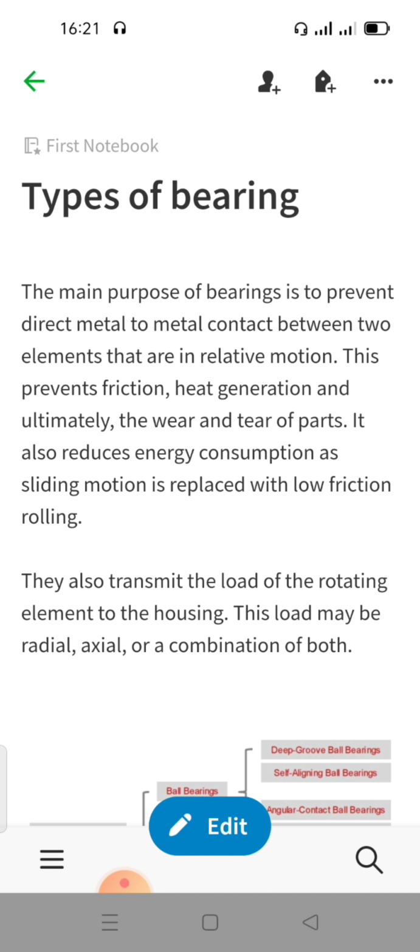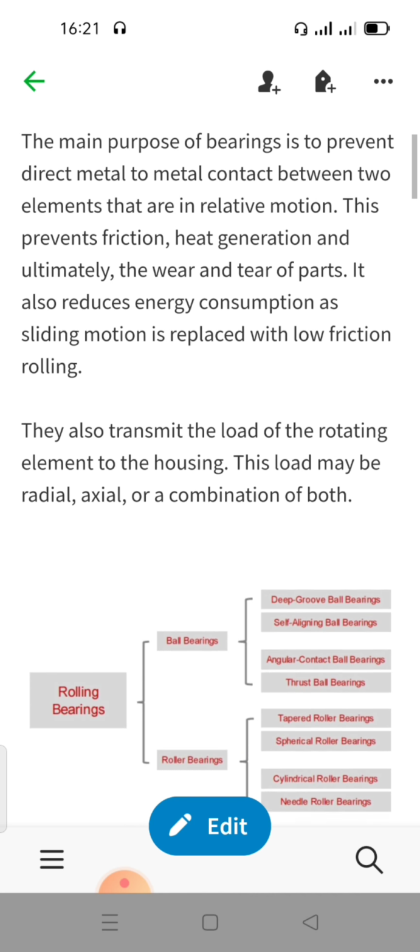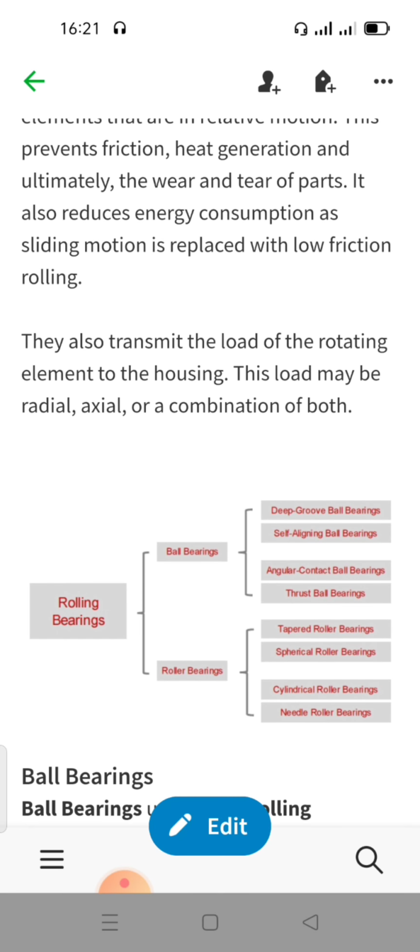When you put a bearing, what bearing does is prevent friction, heat generation, and ultimately the wear and tear of parts. It also reduces energy consumption as sliding motion is replaced with low friction rolling. They also transmit the load of the rotating elements to the housing. This load may be radial, axial, or a combination of both.